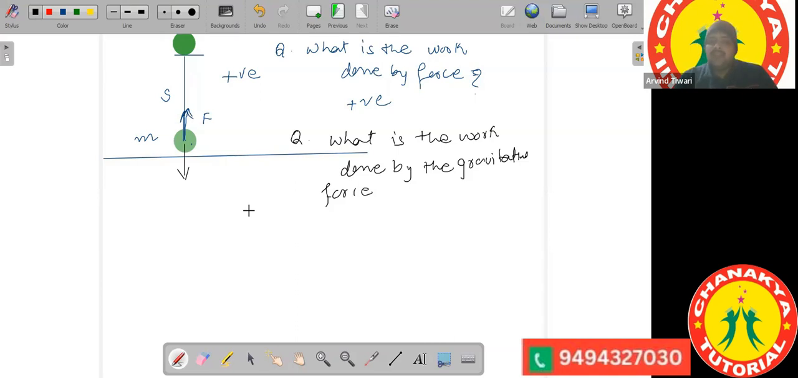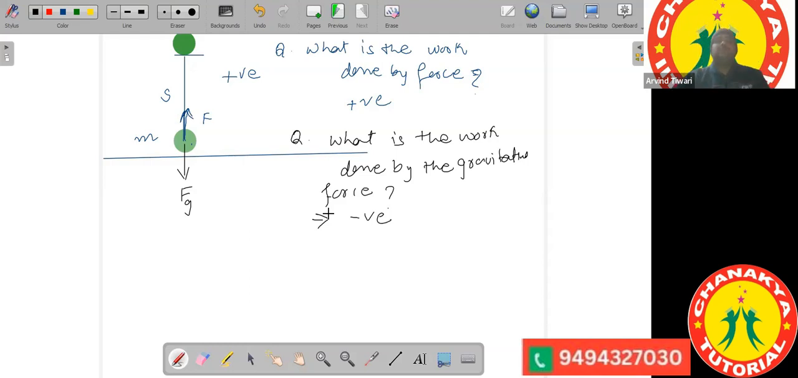If you are asking what is the work done by me, that's positive. Understood this concept? It depends on who is doing the work. Here, since it is a gravitational force, the force of gravity is doing a negative work. So work done by the gravitational force will be negative. Understood this?